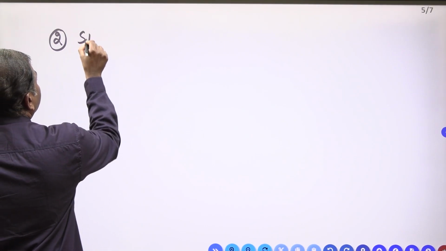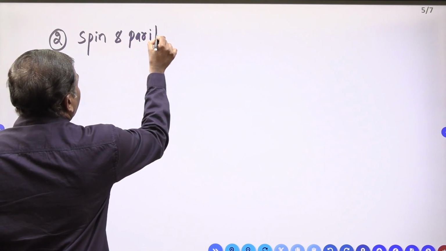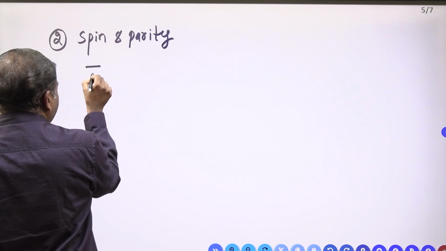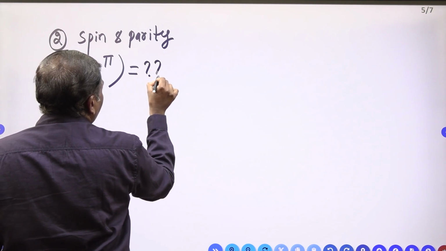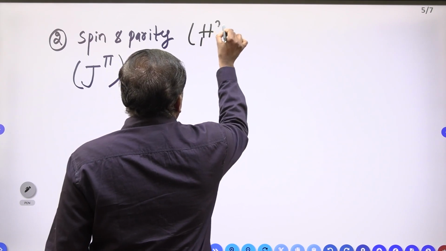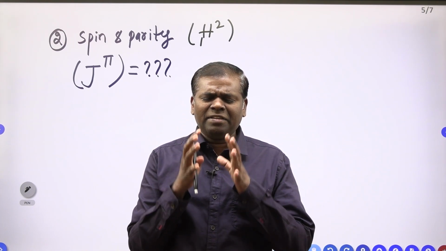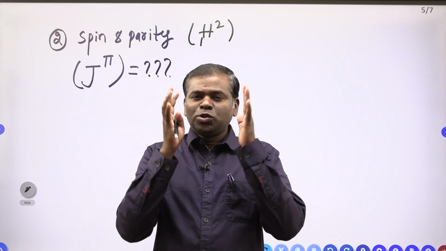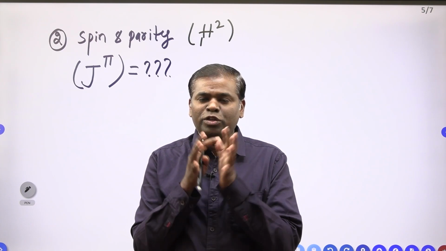What is the second one? Already I told, two important things I want to teach. The second one is spin and parity. How do we calculate the spin and parity? The spin is J and parity is pi. The spin and parity of a deuteron. How do we calculate the spin and parity of the deuteron? This is very, very important. So many times, many competitive people are asking this question. What is the spin and parity of the deuteron?